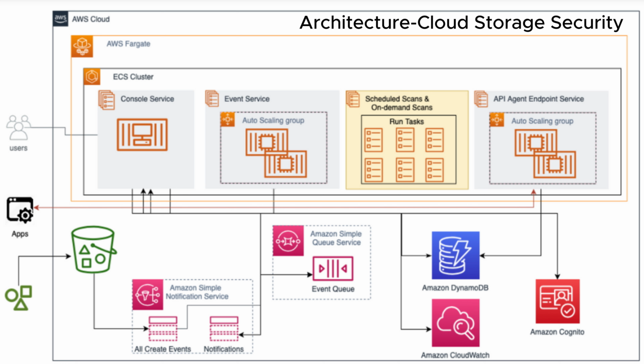This diagram shows the architecture of Cloud Storage Security, wherein they use ECS, which is Elastic Container Service, similar to the Kubernetes service. It's an AWS native service, and it uses Fargate.